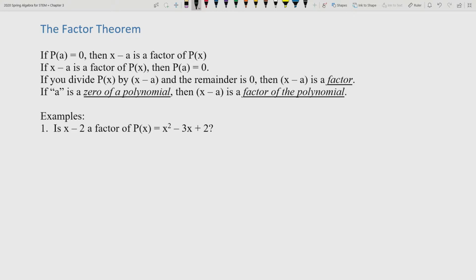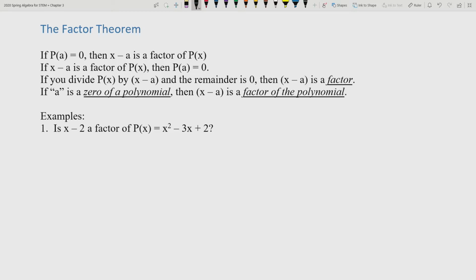What does it mean for x minus a to be a factor of p of x? Well, if you divide p of x by x minus a and the remainder is 0, then x minus a is a factor. Just like with numbers, if you divide by a number and the remainder is 0, then that's a factor of that number. So how do we use this?